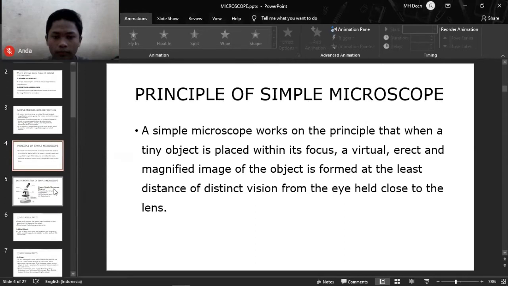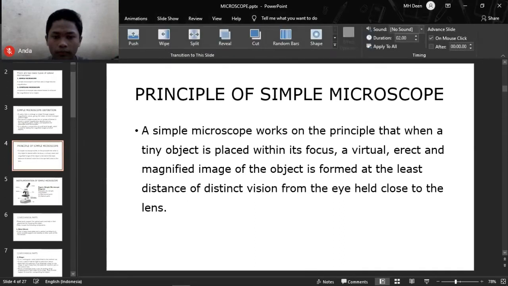Principle of simple microscope. A simple microscope works on the principle that when a tiny object is placed within its focus, a virtual, erect, and magnified image of the object is formed at the least distance of distinct vision from the eye held close to the lens.